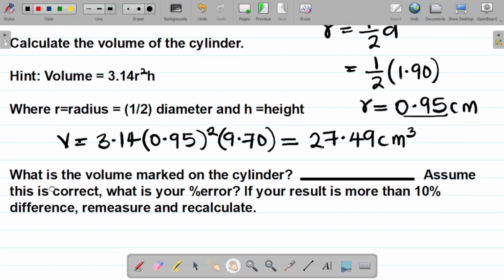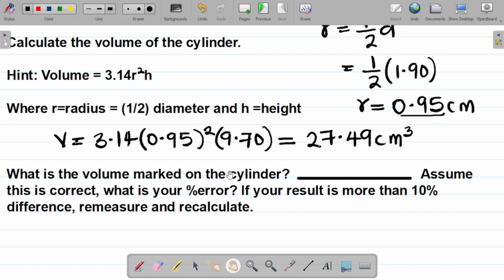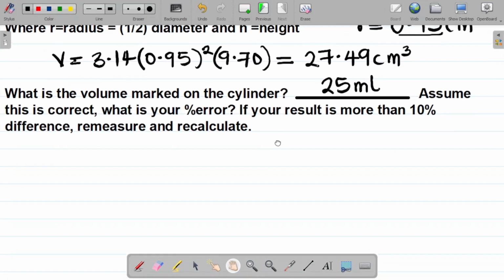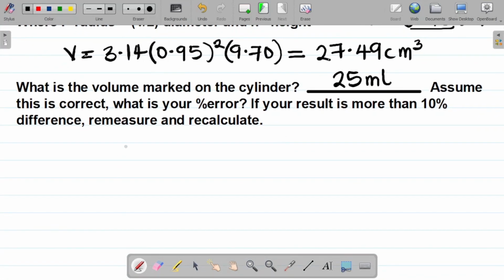Now, the next one says, what is the volume marked on the cylinder? If I look at the cylinder there, what I see is about 25 milliliter. So this is 25 milliliter on the cylinder. Now it says, assume this is correct. What is your percentage error? If your result is more than 10% difference, remeasure and recalculate. So my first task is to find percentage error and see if it is more than 10%.